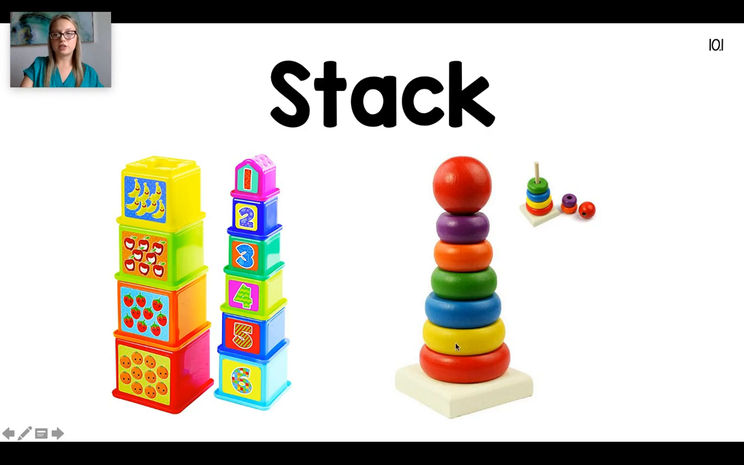Let's look at this picture here. This picture is of rings, and you put them on a pole kind of like this. And when you're stacking these, you start with the red, then you stack the yellow, then the blue, then you stack the green, and then the orange, and then the purple. And at the very top, there's a ball or a sphere, right? So you can even stack things that aren't the same shape.